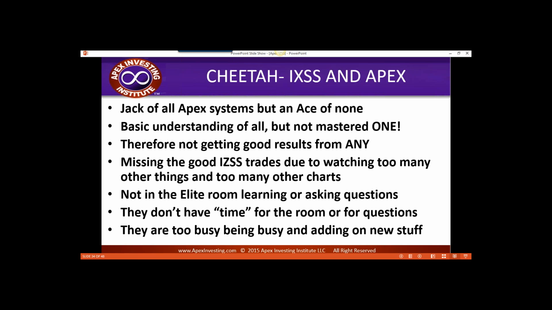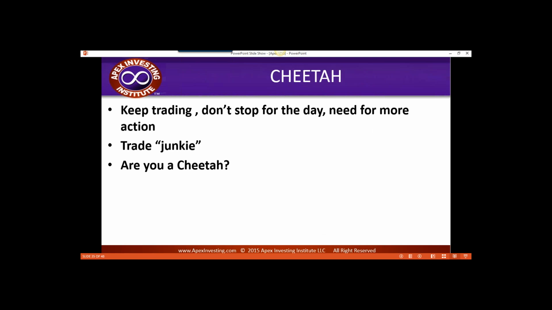A lot of times cheetahs don't do that. They won't ask for help. They won't hop in the elite room because they don't want to take the time to learn or to ask questions. That's too slow for them. It takes up too much of their time to stop and ask a question or be in a room because they've got to watch 15 charts with 15 different systems, trying to learn all the different Apex systems.